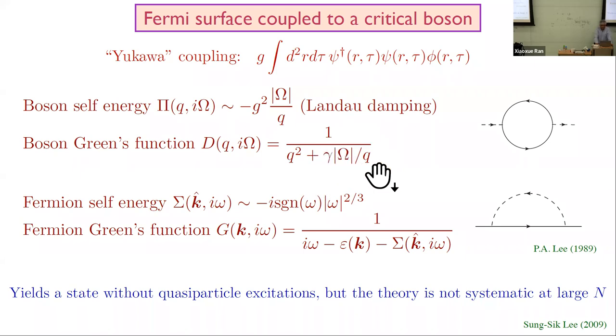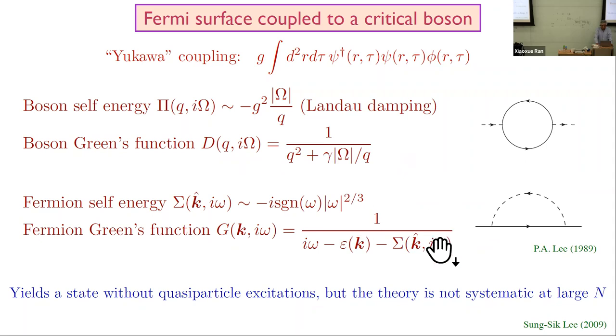Highly non-relativistic. Now you take this boson propagator and put it in the electron self-energy, and you evaluate this graph, and you get this omega to the 2/3. That's the famous result of Patrick Lee.